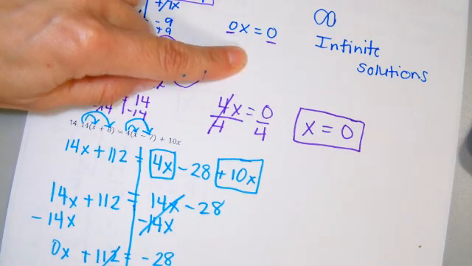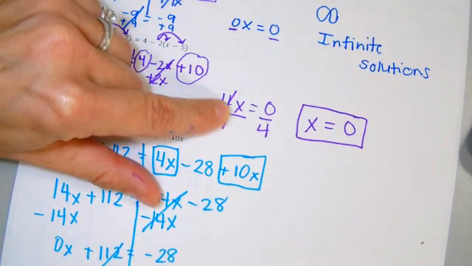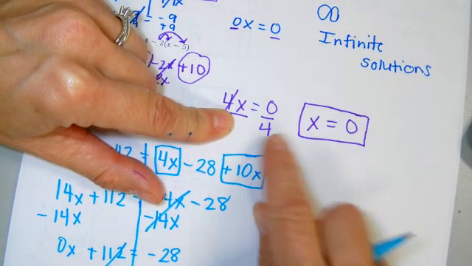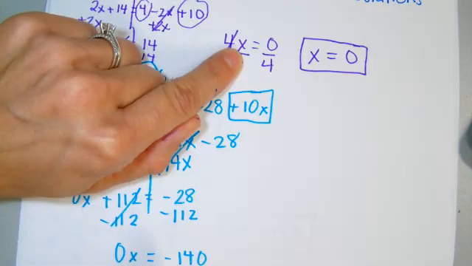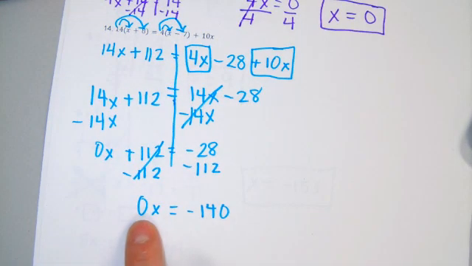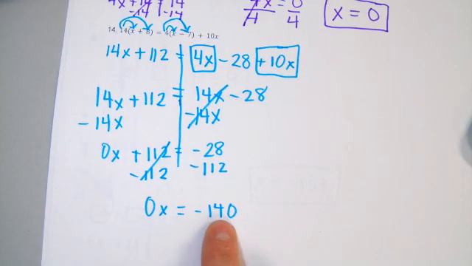Okay, again, this looks similar. Up here, we had a 0 and a 0. Here, we had a 4x equals 0, right? That was a 4x equals 0, and 0 was over here. Now we have a 0x equal negative 140. So the 0 is next to the x. The other side's a number.